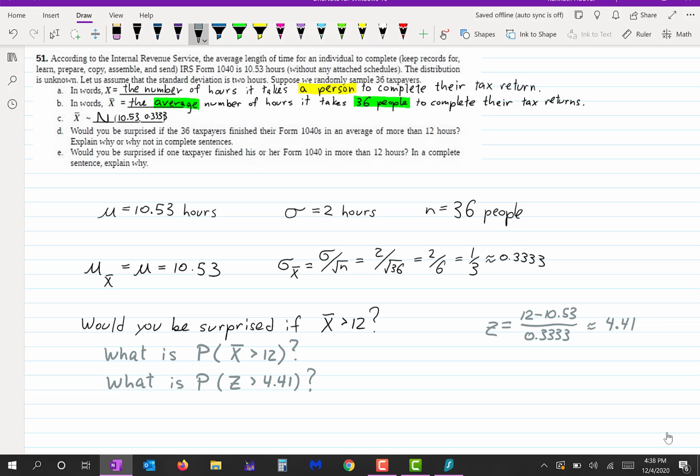So I go to Excel and I type in equals NORM.S.DIST, parentheses 4.41 comma TRUE. Okay, so give me a second to do that.